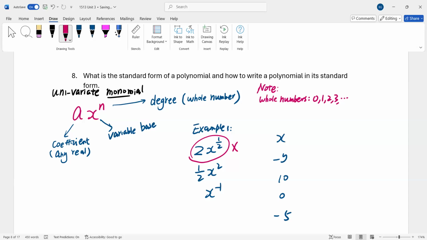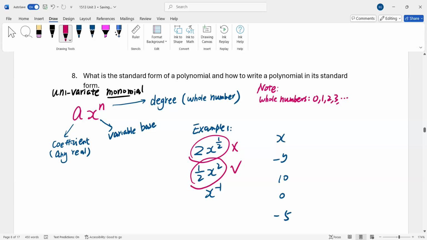Okay, it's not a monomial. What about this one? Is that a monomial? It is. This one is. The coefficient is a half. The coefficient could be a fraction, no problem. The coefficient could be any real number, as I wrote here. And the variable base is x, degree is 2. 2 is a whole number, so this is a monomial with degree 2.